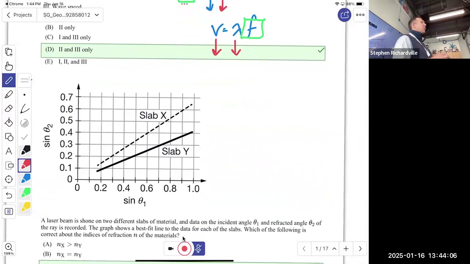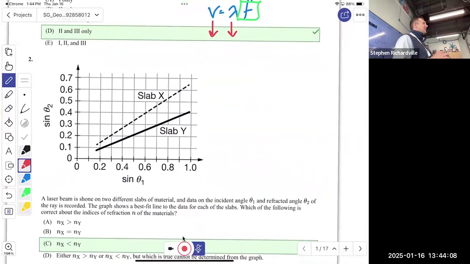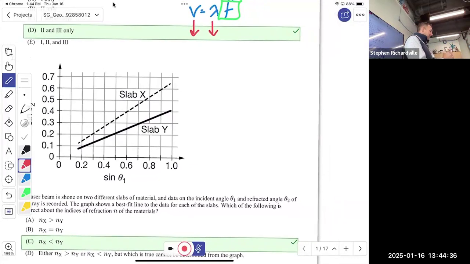This one is a great question for you guys. Why? Because it's not super difficult. It's graphical. This is the kind of stuff you see on College Board. I mean, obviously these are all College Board problems. I try to do pretty high in terms of their alignment to the exam. Why is this one so good though? Because I want to say that slab X has got the bigger n value. I want so badly for slab X to have the bigger n because it's got the bigger slope. But I've got to be careful.